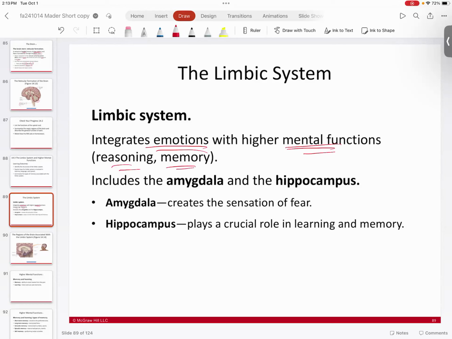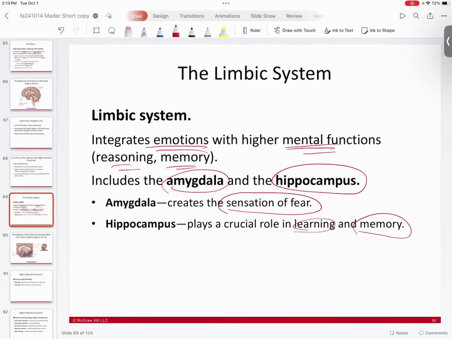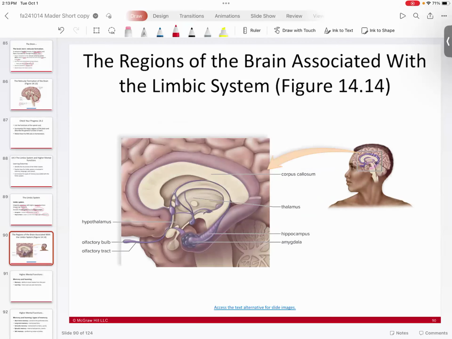Now, in the limbic system, we have a structure called the amygdala and the hippocampus. So the amygdala is essentially an area that creates a sensation of fear. So if you are stimulating your amygdala, you're basically creating a fear sensation. And the hippocampus is the one in charge of learning and memory. And so this is basically how you log your learning and your memory.